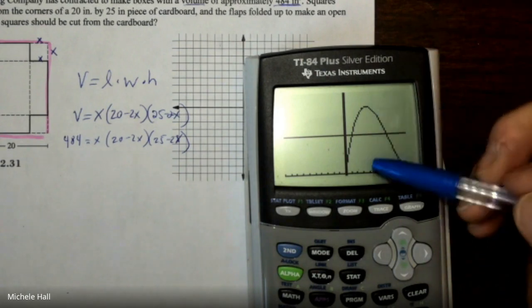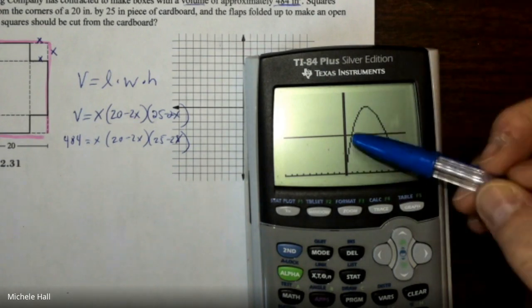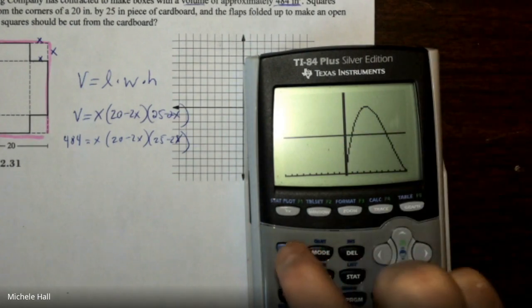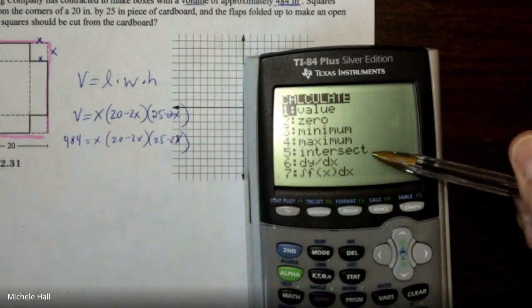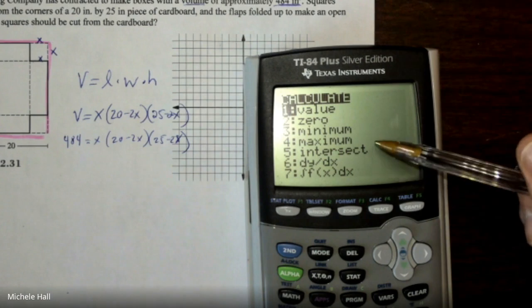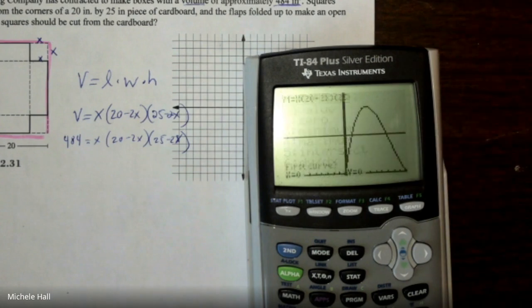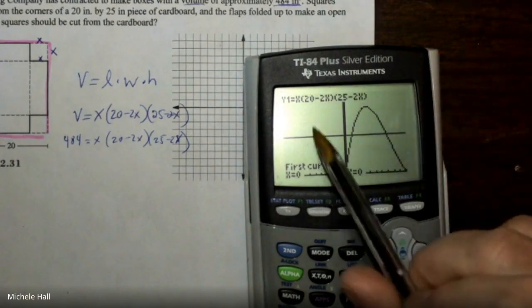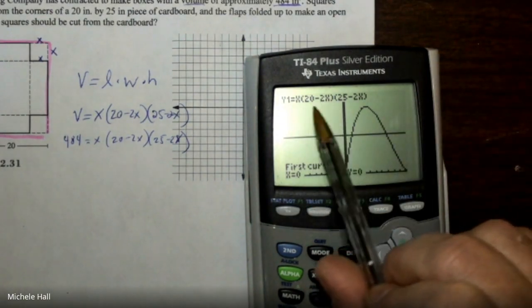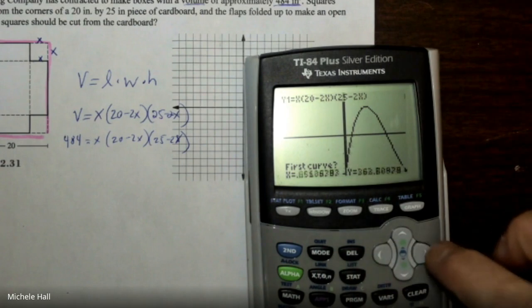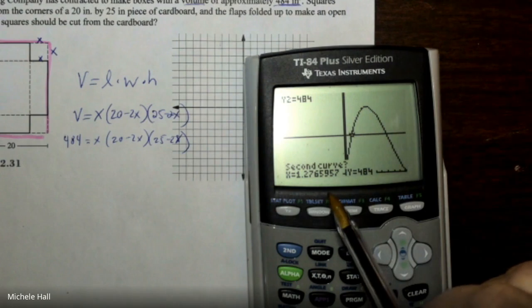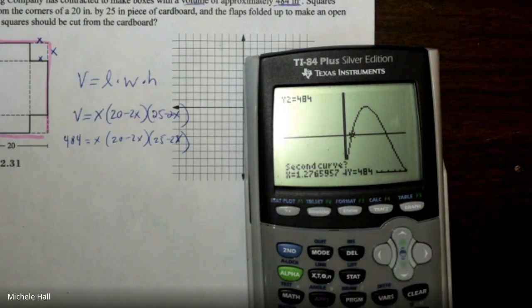So we're not looking for zeros. We're not looking for a maximum. We're looking for where these are intersecting. So I'm going to calculate an intersection, number 5. Where are they intersecting? And it says the first curve. Is the first curve x times 20 minus 2x? And yes, it is. That's the first curve. Is the second curve 484? Yes, that's true.